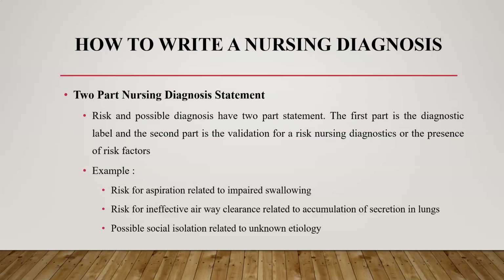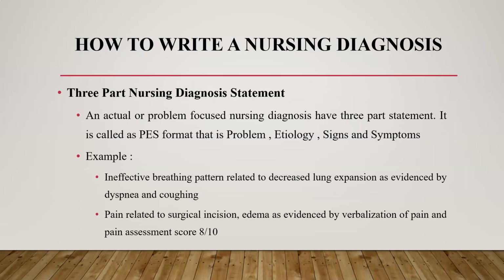Another example is risk for ineffective airway clearance related to accumulation of secretion in lungs. Possible social isolation related to unknown etiology. This is an example of possible nursing diagnosis which can be stated as two-part nursing diagnosis statement.